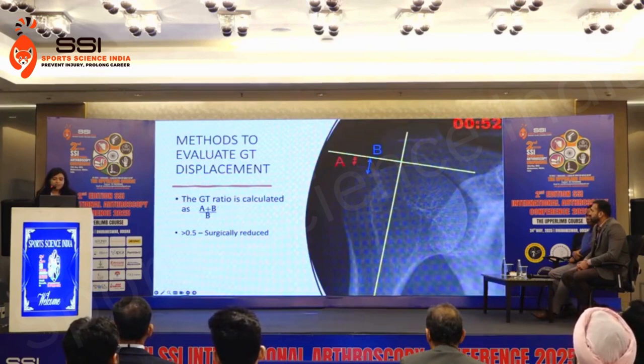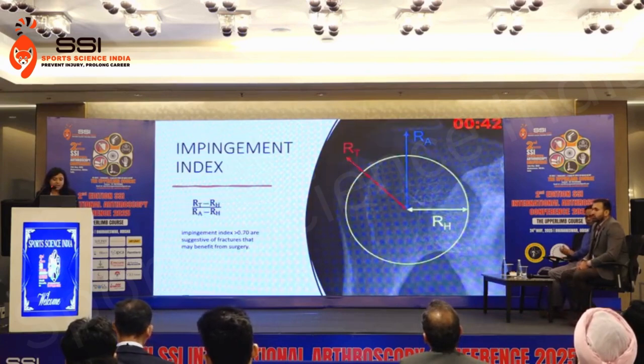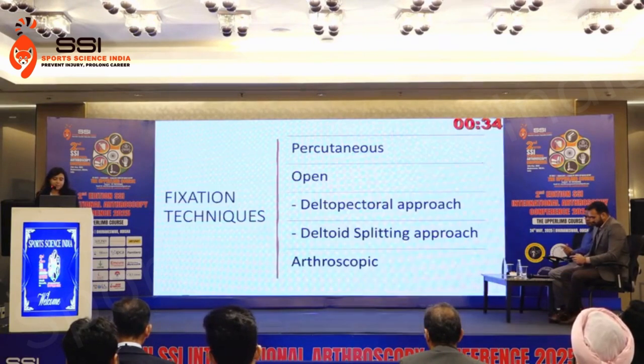There are a couple of other ratios which are used to know whether the fracture can be treated surgically or conservatively. One is this GT ratio. If it's more than 5, it has to be treated surgically. The other one is the impingement index. If it is more than 7.7, it gives better results when treated operatively.